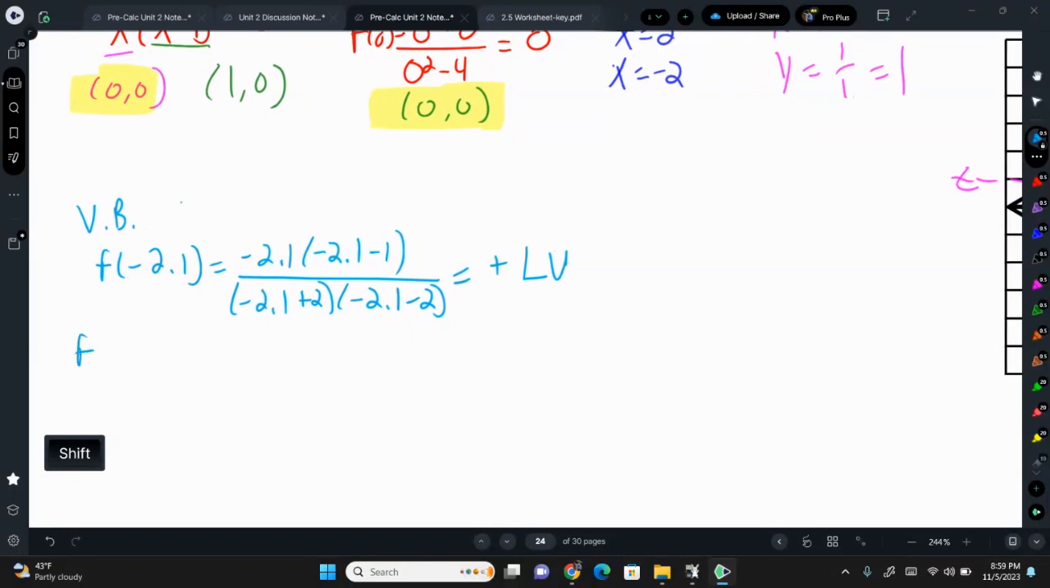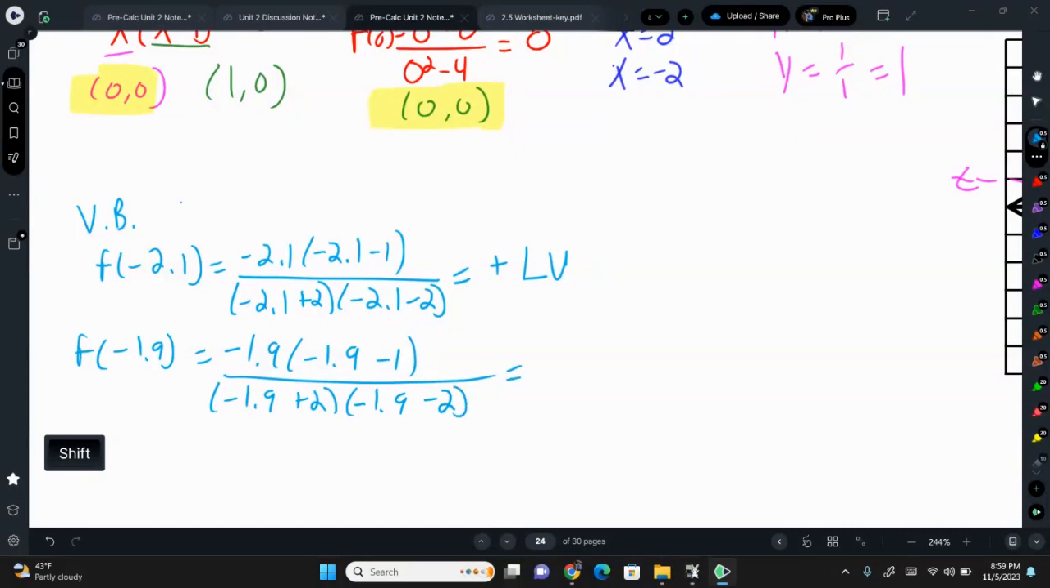And then we're going to do f of negative 1.9. So we have negative 1.9 times negative 1.9 minus 1 over negative 1.9 plus 2 times negative 1.9 minus 2. And we type that in your calculator and you get a negative number, so that means the right side's down.